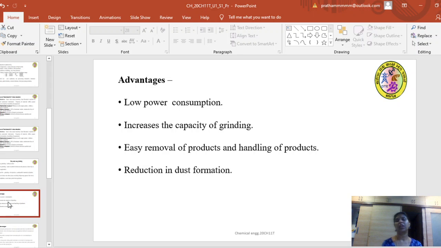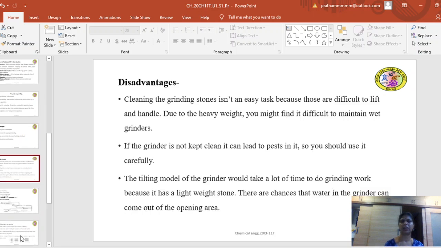So, in the dry grinding process, reduction in dust formation can be made, and the products can be easily removed after the reduction process and easily handled, we can say. It increases the capacity of the grinding, and during the grinding, the power being utilized is also very less. So these are the advantages of using wet grinding.